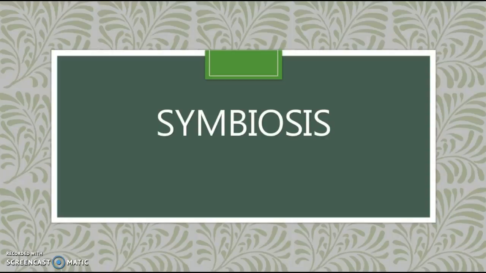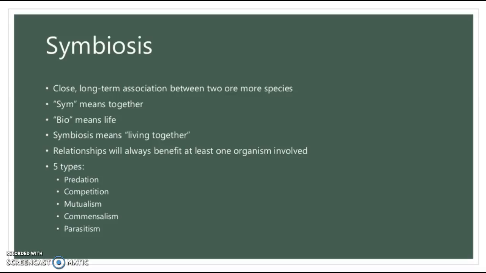All right, let's get started. So symbiosis is a close long-term association or relationship between two or more species. If you look at the word symbiosis, the first part, sym, S-Y-M, means together. Bio, as we already know, means life. So symbiosis means living together. In symbiotic relationships, there will always be at least one organism that benefits.